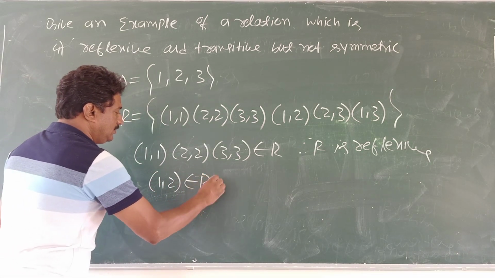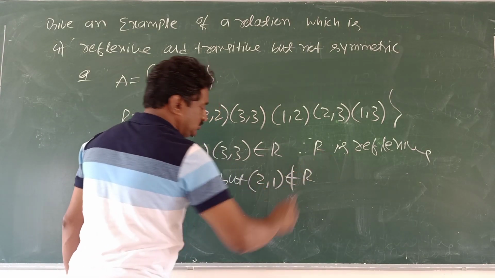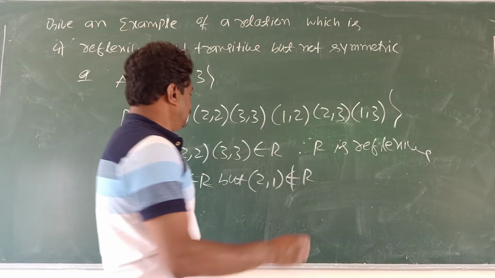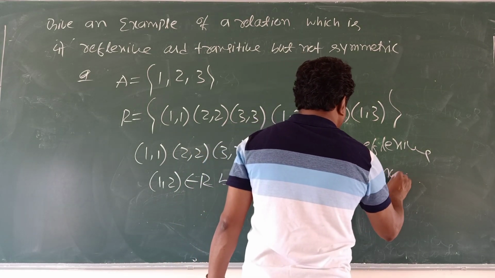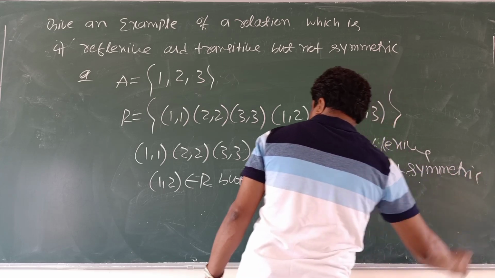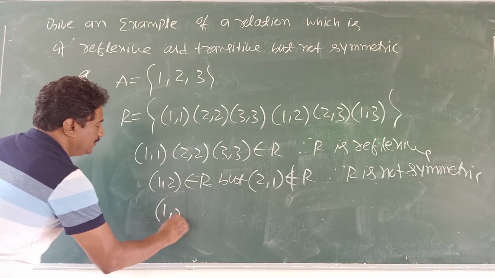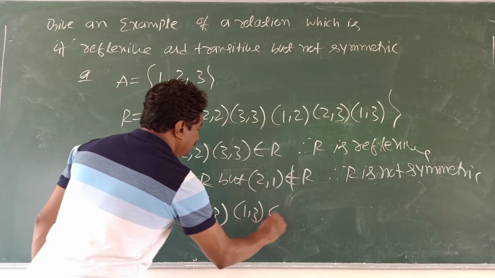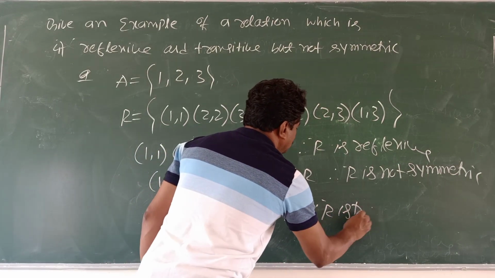Symmetric: (1, 2) belongs to R, but (2, 1) does not belong to R. Therefore, R is not symmetric. Is it transitive? Yes, it is transitive. (a, b), (b, c): (1, 2), (2, 3), (1, 3) belong to R. So therefore, R is transitive.